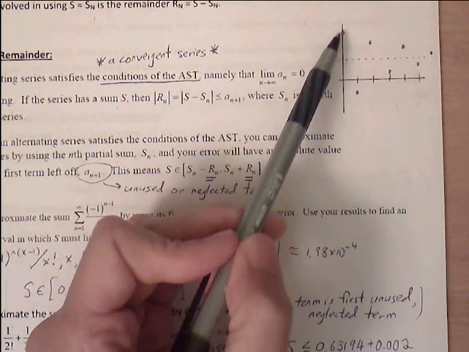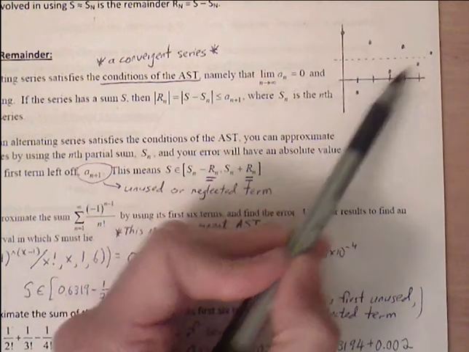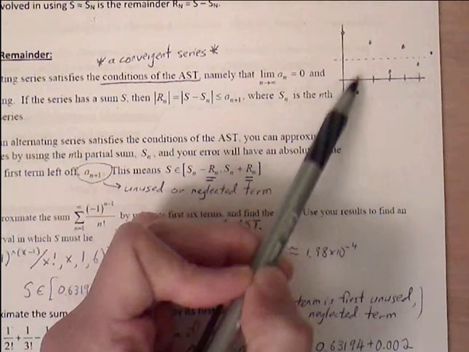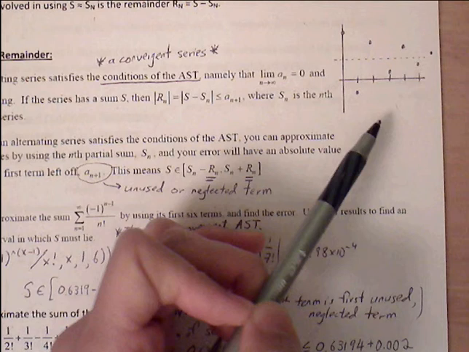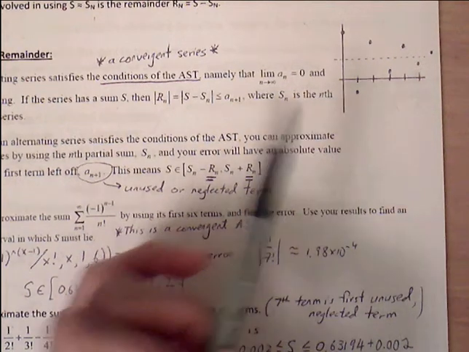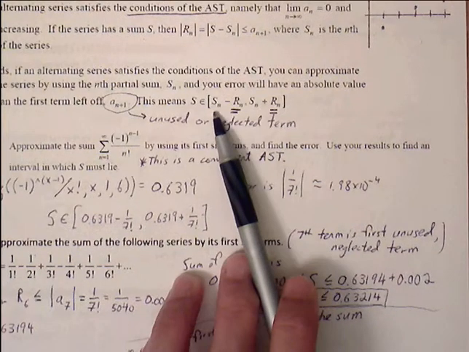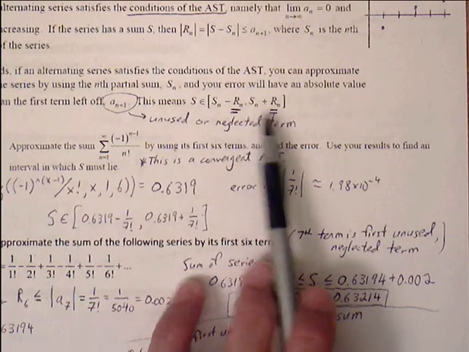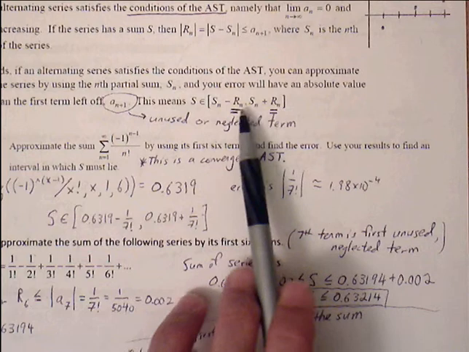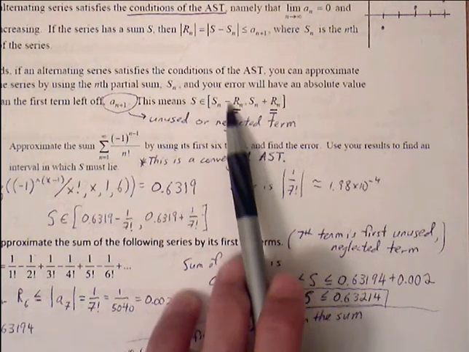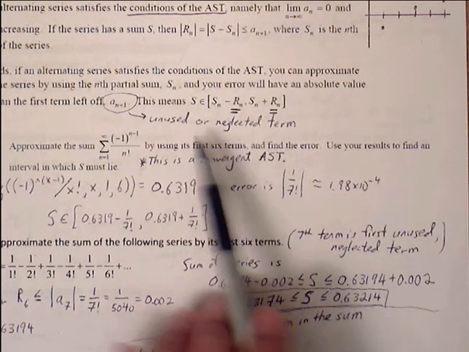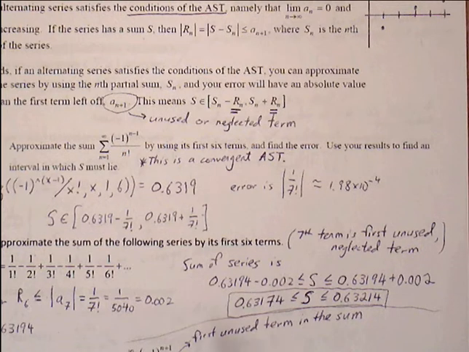And the reason that we know that is because each term is going to get us closer and closer to the actual sum. Okay, so that's how we know that the nth partial sum is always going to be within plus or minus the remainder value, and the remainder value will always be the first neglected or unused term.